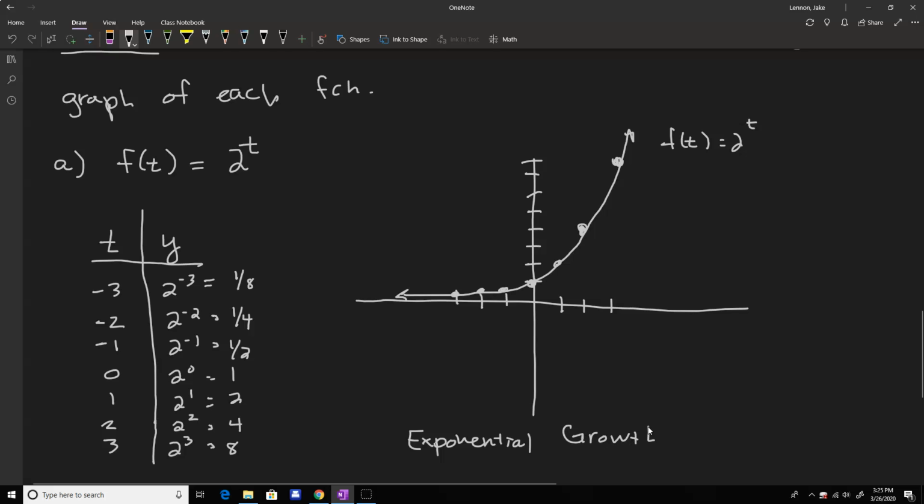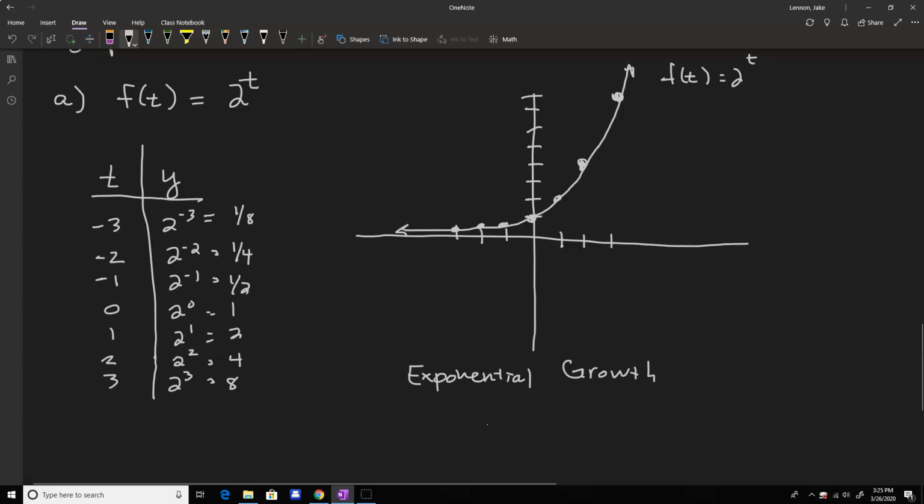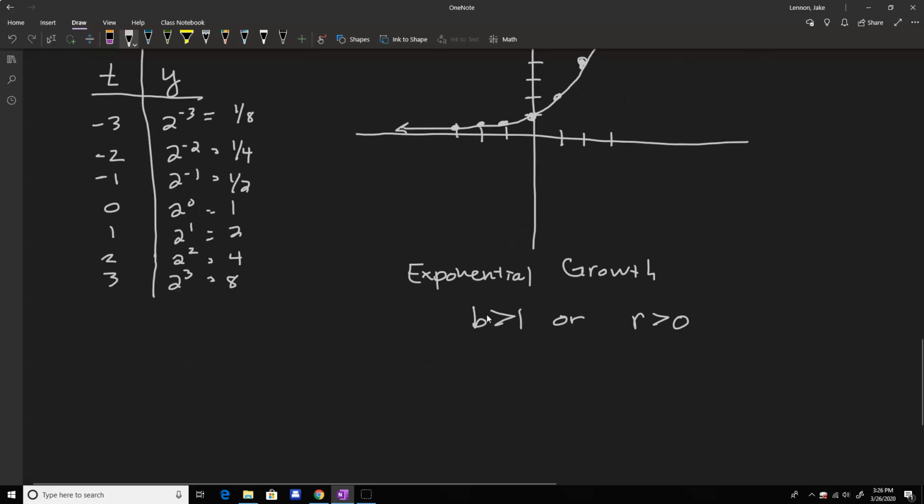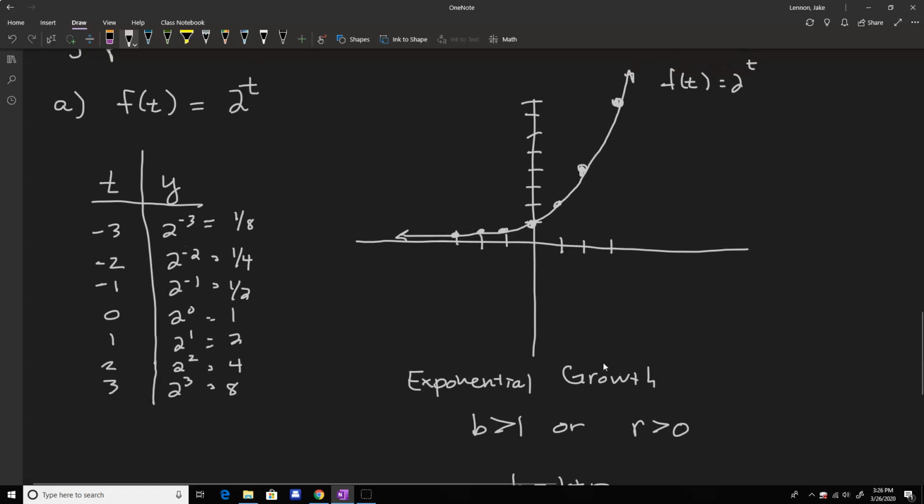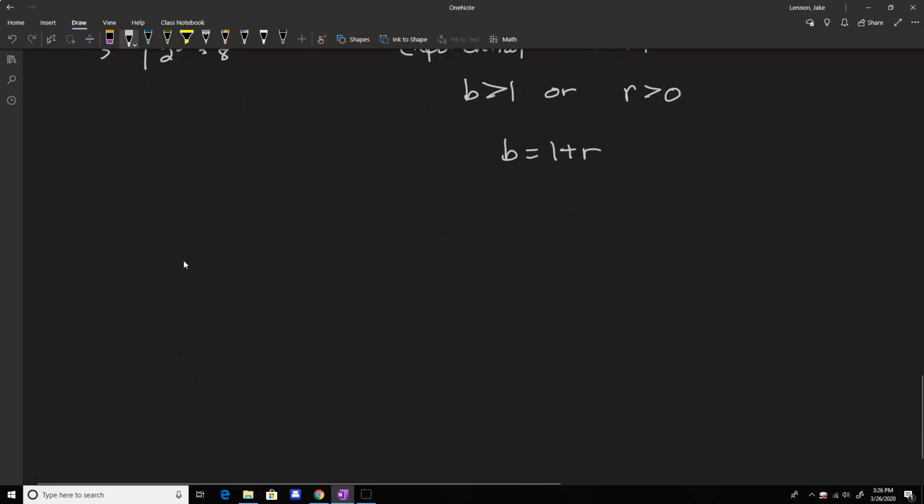Remember, it's exponential growth when, okay, so there's kind of two cases, either when b is greater than 1, or we can have it when r is greater than 0. So remember the relationship between r, which is the percent change, and b, which is the exponential rate, is b is equal to 1 plus r. So in this example, since b is equal to 2, that means r has to be equal to 1. So when you have a function that's doubling the output each time, that means that the output is increasing by 100% each time step.